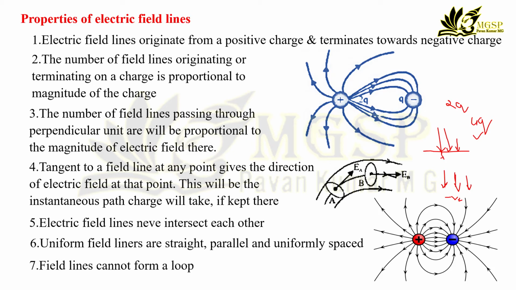Next, field lines cannot form a loop. You can see here they are not forming a loop. They do not start from a point and end at the same point. Here you can see it is not forming a loop. The field lines go out and end at the negative charge, but they do not return from negative to positive.